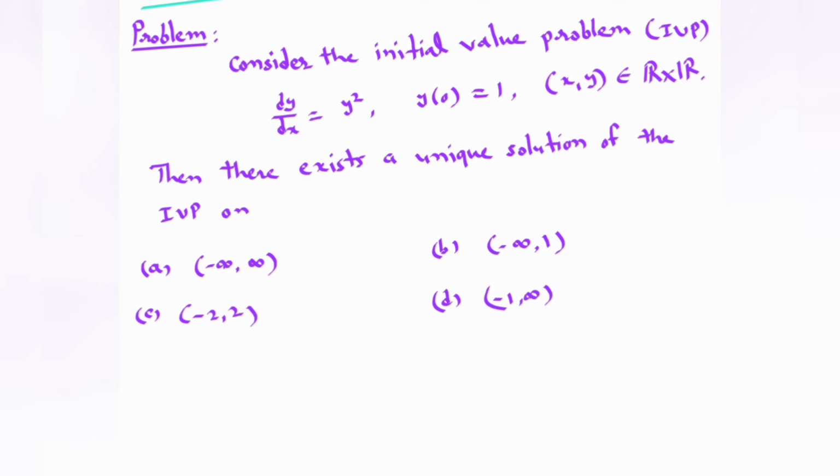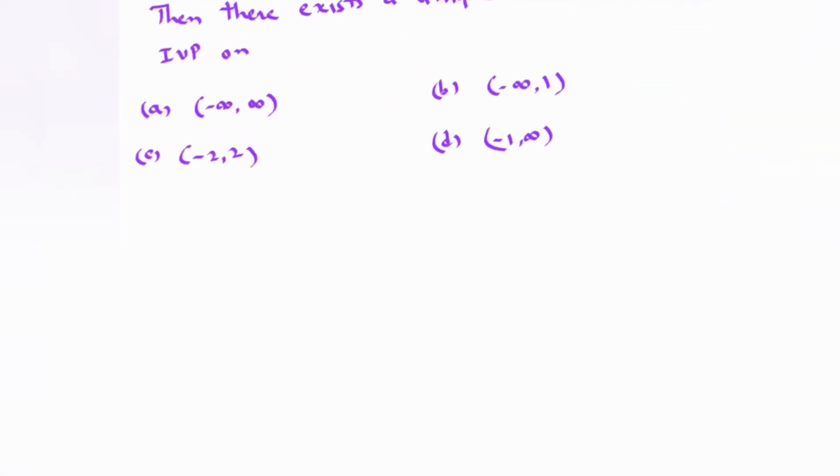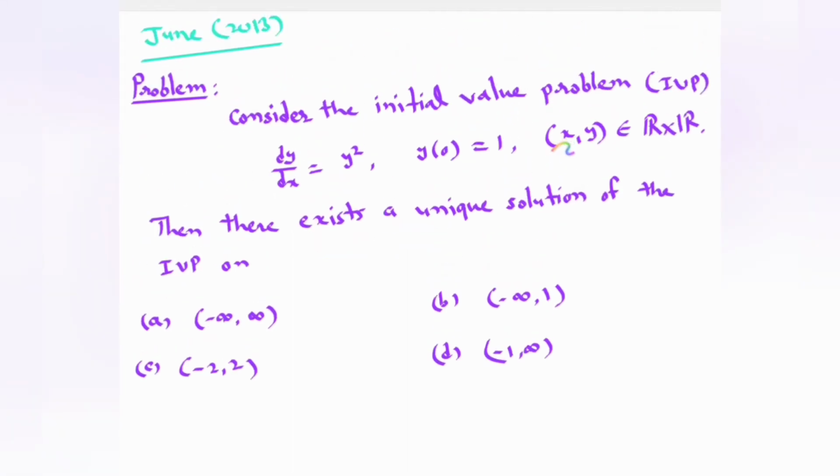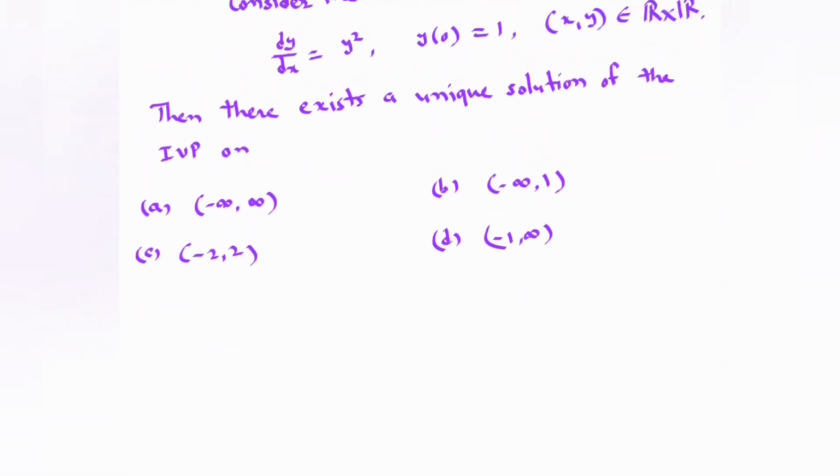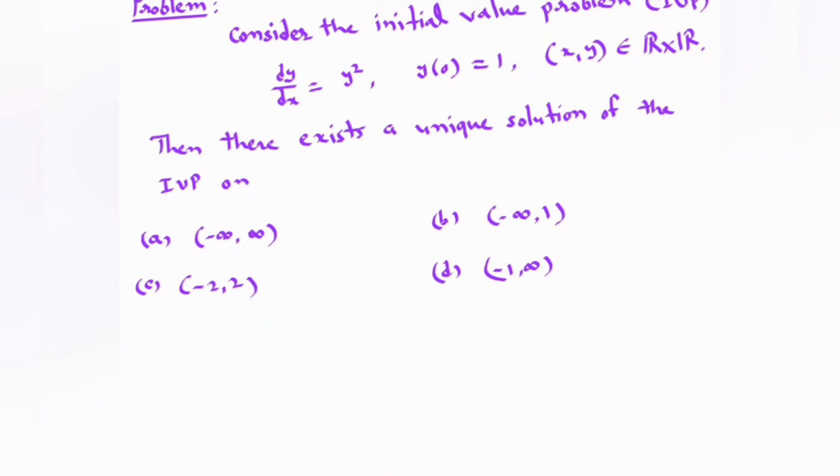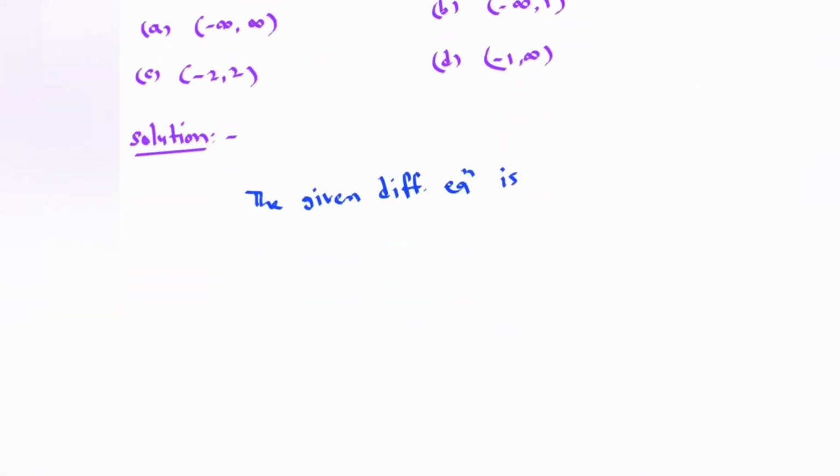But there is one problem. In Picard's theorem, we have assumed that (x,y) belongs to a bounded closed domain D. But here (x,y) belongs to the whole Euclidean plane R². So the domain is not closed, not bounded. So we cannot apply Picard's theorem. To find the interval here, we will first solve the differential equation with the initial condition, then analyze the options. So let's start.